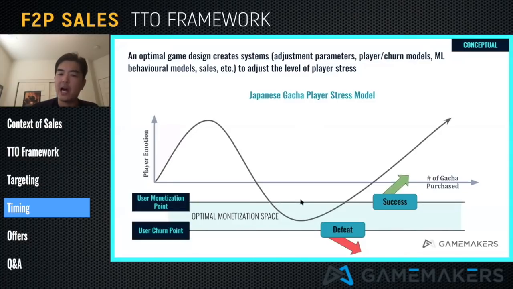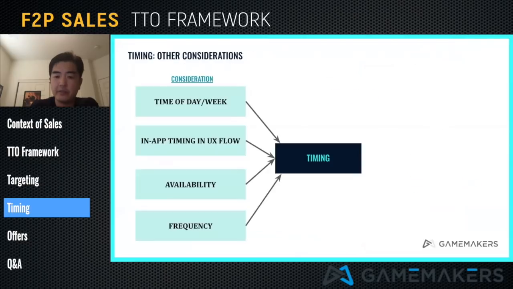And then there's this optimal monetization space. The ideal time to monetize a player is the point where they're starting to get frustrated by difficulty, by losses, or things like that, but before they get so frustrated that they leave. So, in between their user monetization point and their user churn point. This is just an example to conceptually describe why timing does make a difference in terms of when you send an offer and it being more successful.